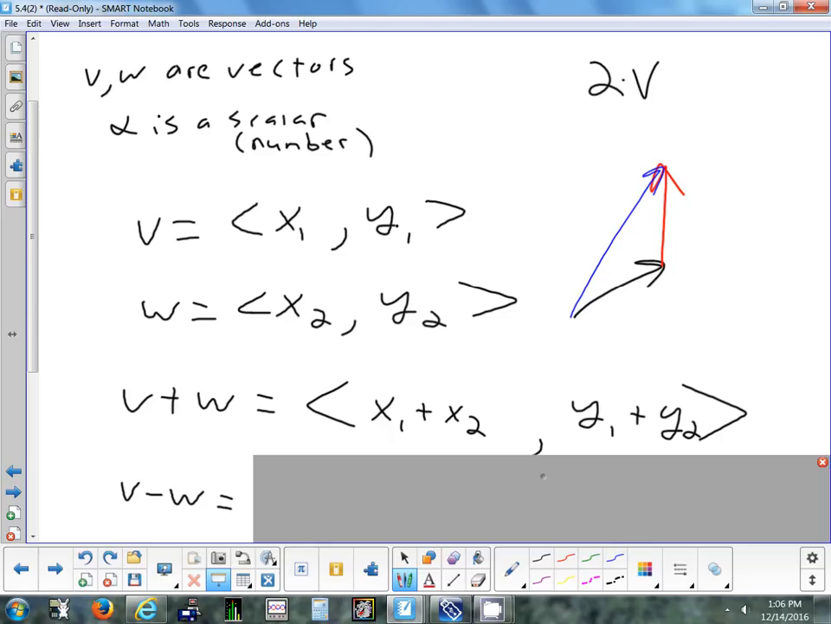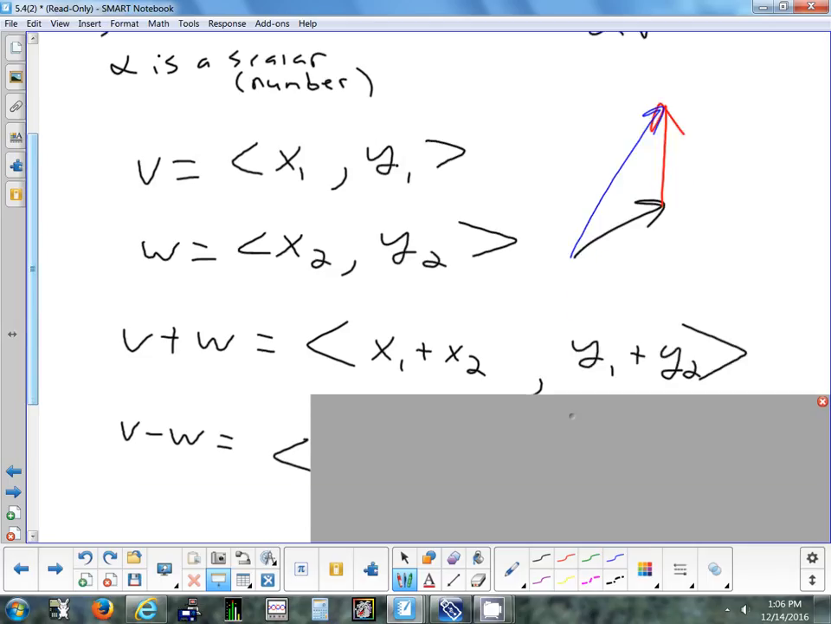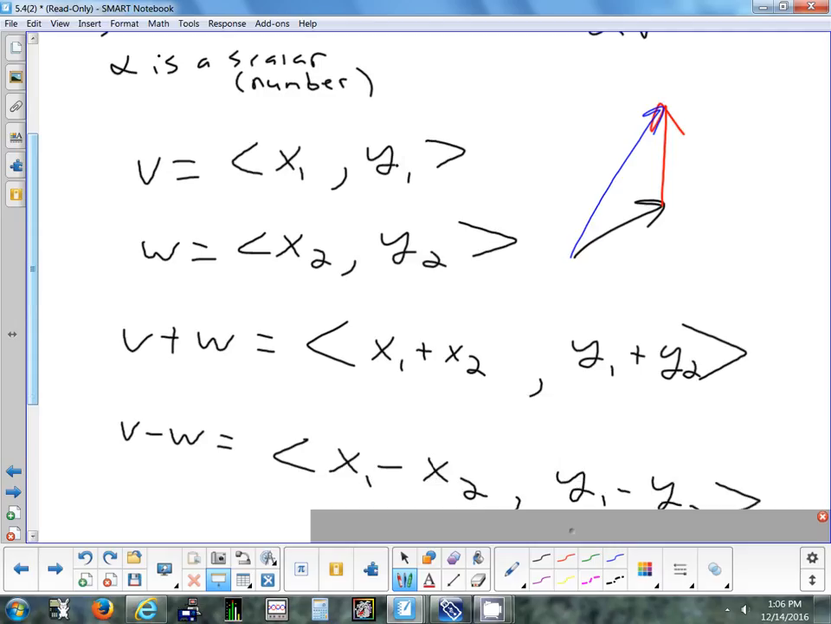How about subtraction? It's almost the same thing, but what do you think would change in the formula? It would be x2 minus x1 and y2 minus y1? It could be if this order was switched. But you said x2 minus x1. I get what you're saying. Since it's v minus w, you're going to take the x1s and subtract the x2s. But it could be the other way around. It's not this time.